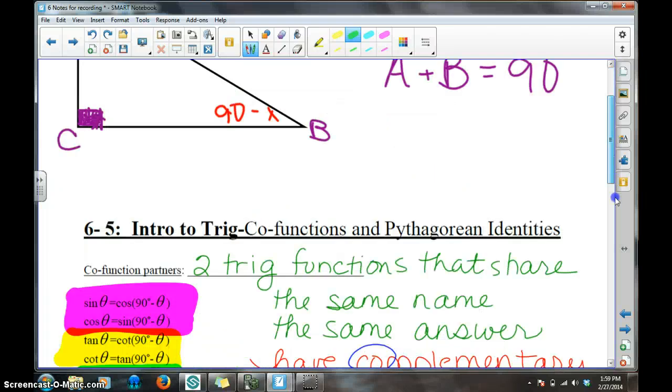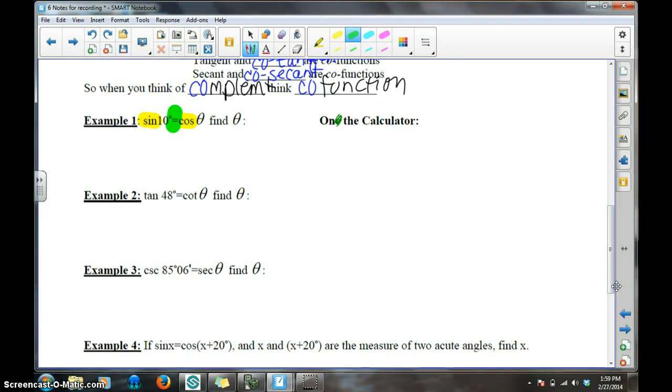So if two of the three attributes are given to you as true, share the same name, have the same answer, then you can jump straight to the third attribute and say, so those two angles have to add up to 90. Those two angles must be complements. Once you get that far, it's uber easy. Theta is 80.